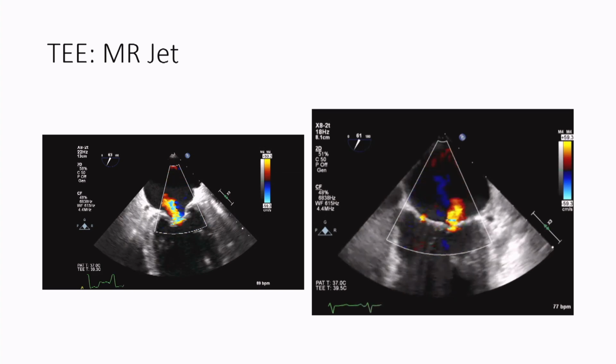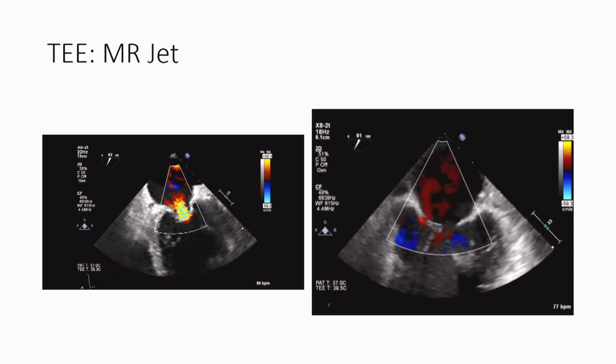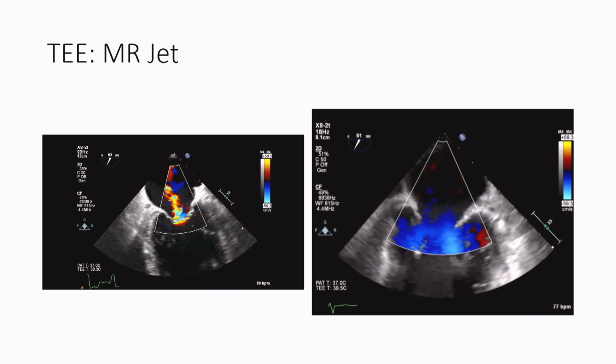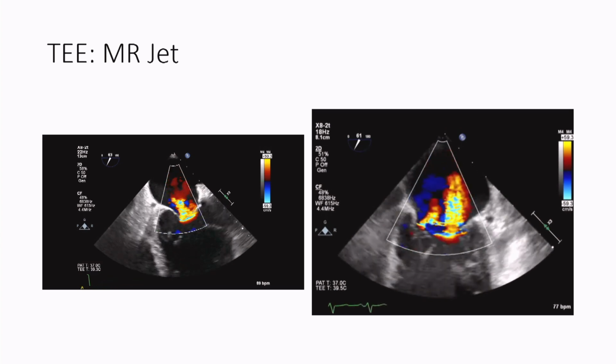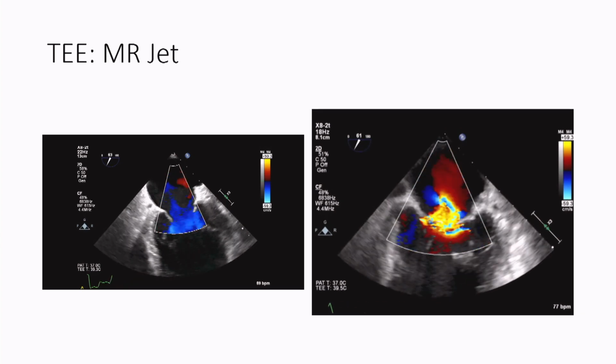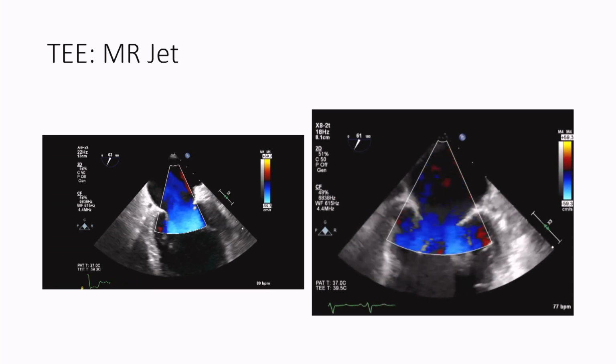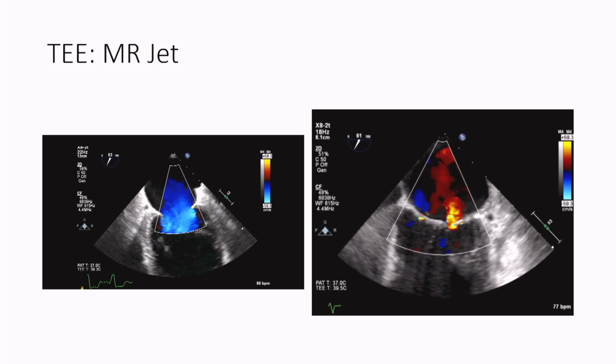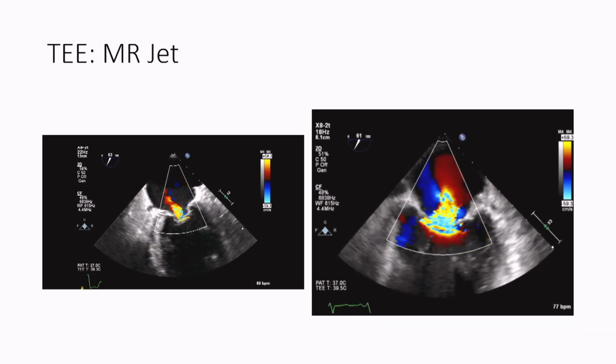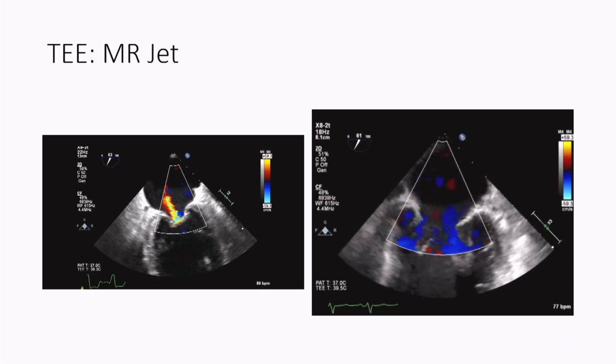Importantly, assess how many jets of MR there are, whether it is a single jet of MR, and where it is. Is it located centrally or medially? Because this will affect the choice of the device and your strategy for the number of devices you're going to use during the procedure.